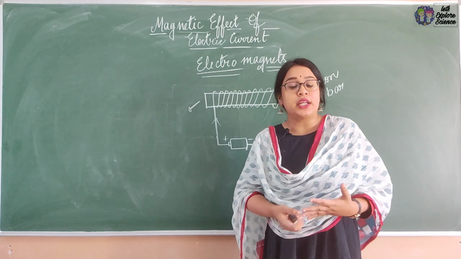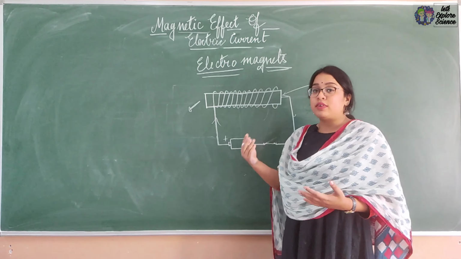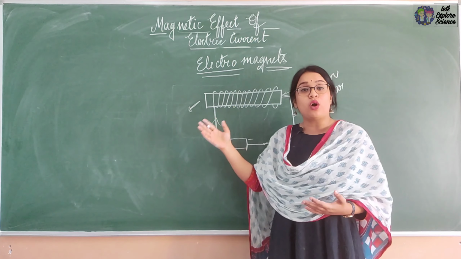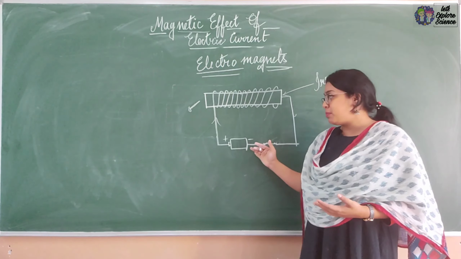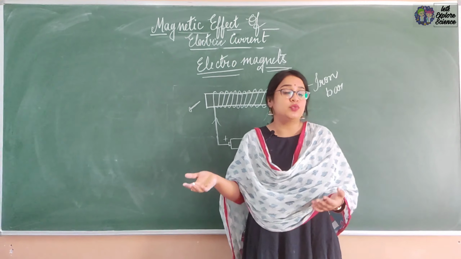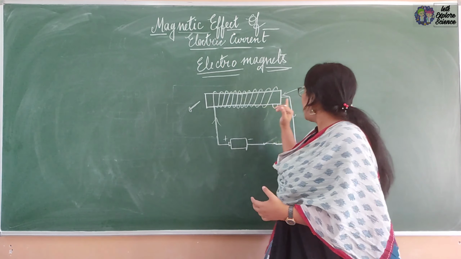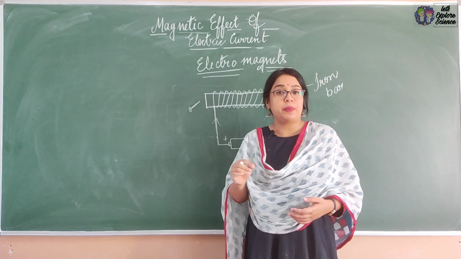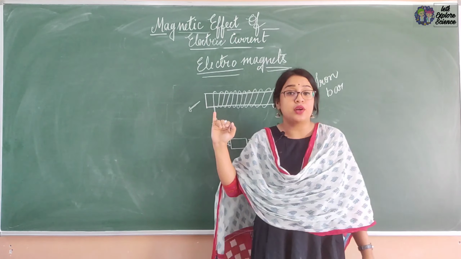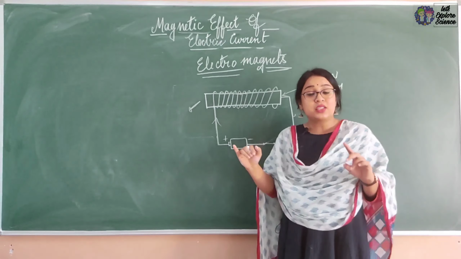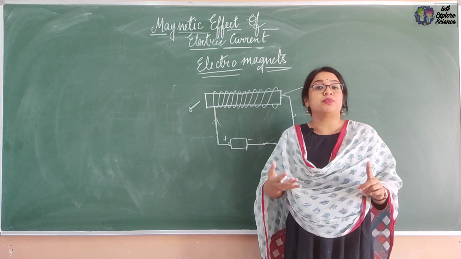Now, what are the advantages of an electromagnet? One of the advantages is we can switch on and off the magnetic property of that material. Whenever we want, we can make it a magnet, and whenever it is not in use, we can again convert it into a simple iron bar. But one thing you should keep in mind: while making an electromagnet, we should always take an iron object. Why? In place of iron, if we take steel, then it will retain its magnetic property.